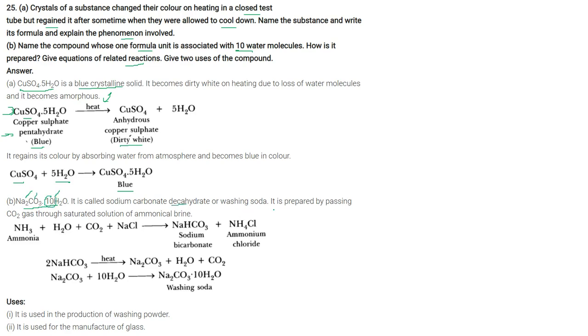It is prepared by passing carbon dioxide gas through a saturated solution of ammoniacal brine. So this is ammonia, H2O, CO2, and this is brine, NaCl. This gives you NaHCO3, sodium bicarbonate, and ammonium chloride, NH4Cl. Now this NaHCO3 is heated to form Na2CO3, and this Na2CO3 along with water forms washing soda, Na2CO3.10H2O. The uses are: it is used in the production of washing powder and for the manufacture of glass.